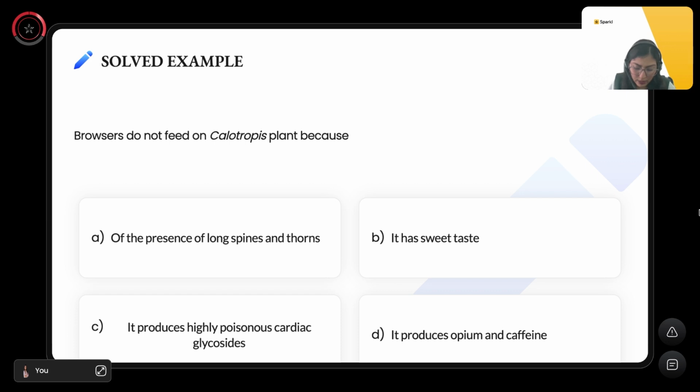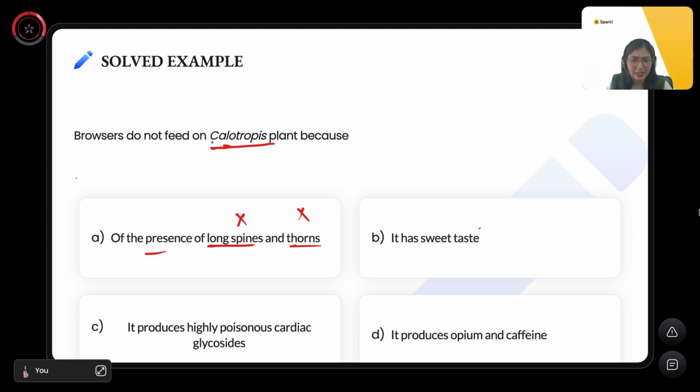Question says browsers do not feed on calotropis plant because, so browsers calotropis plant को क्यों consume नहीं करते? Let us look at the reasons. So the first statement here says because of the presence of long spines and thorns. तो बेटा जो कैलोट्रोपिस है उसमें स्पाइन्स और थॉर्न्स का प्रेजेंस होता ही नहीं है. So this is not the way that this calotropis plant will push these browsers away from it. So ये मेरा correct option नहीं रहेगा.